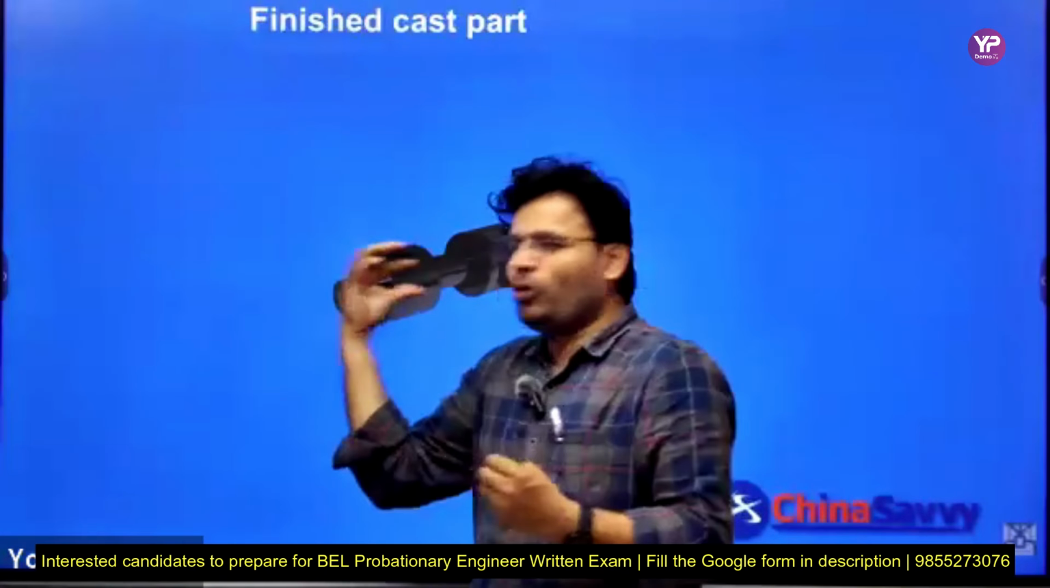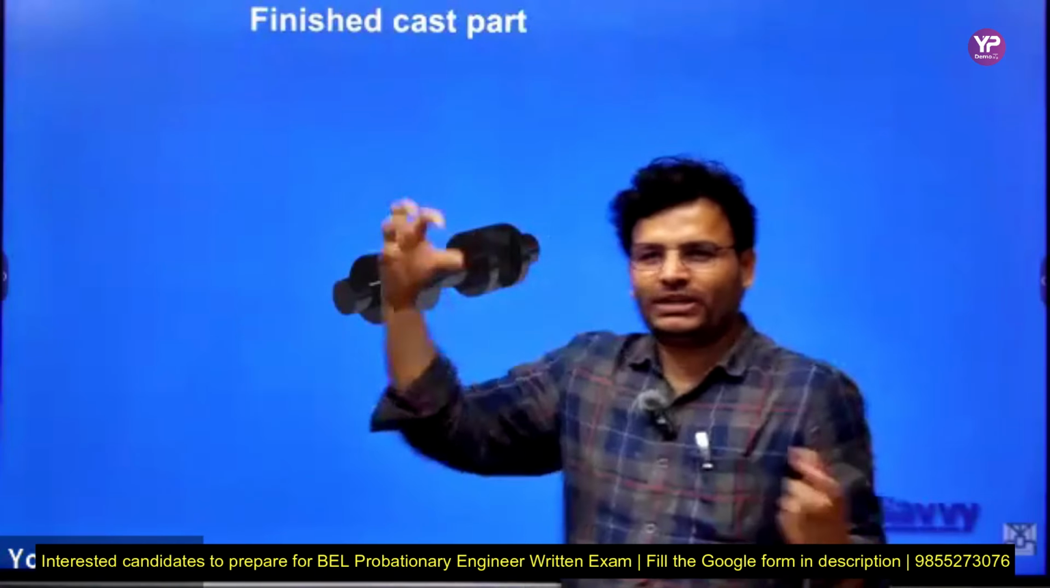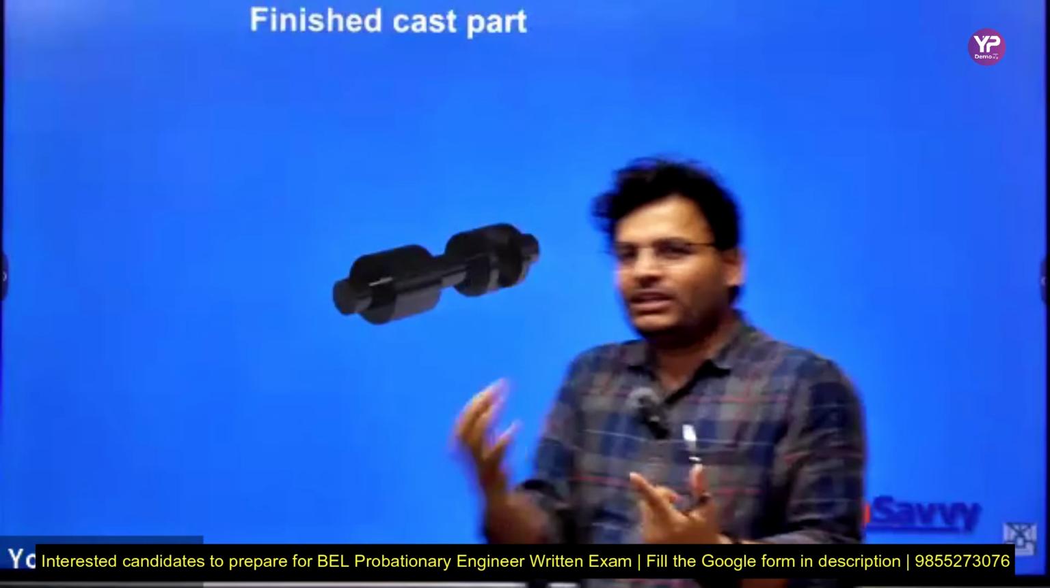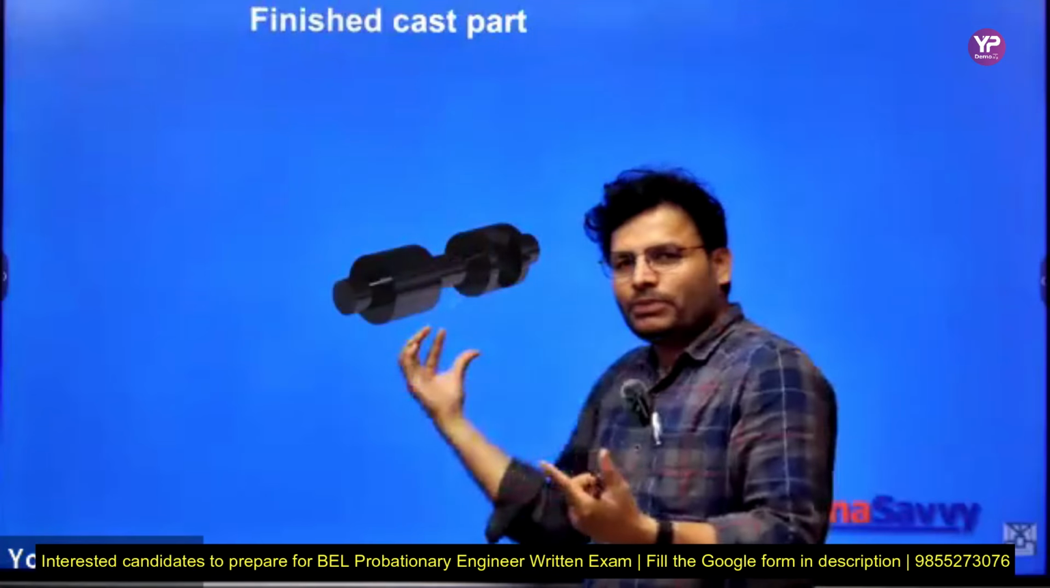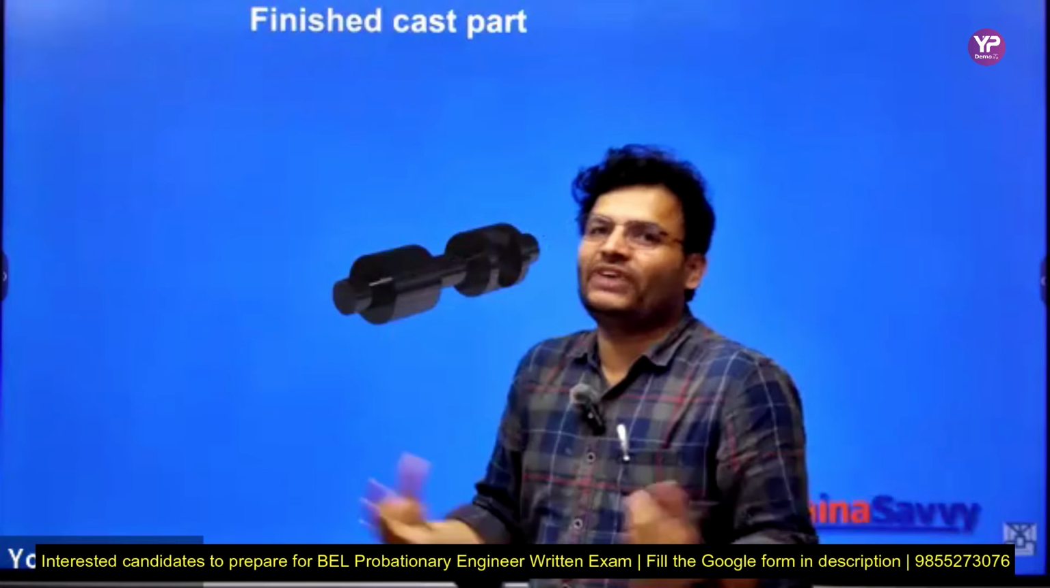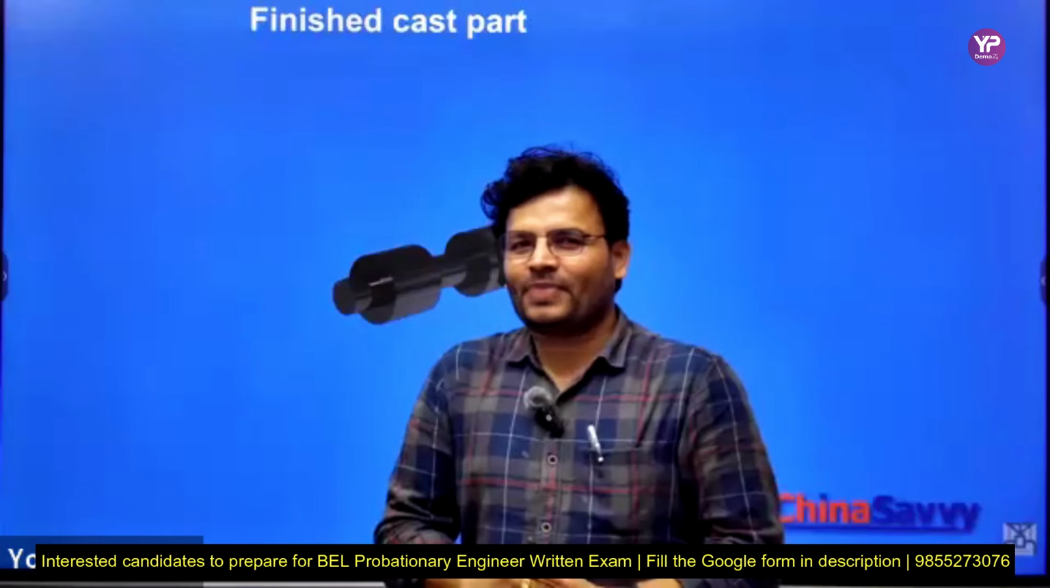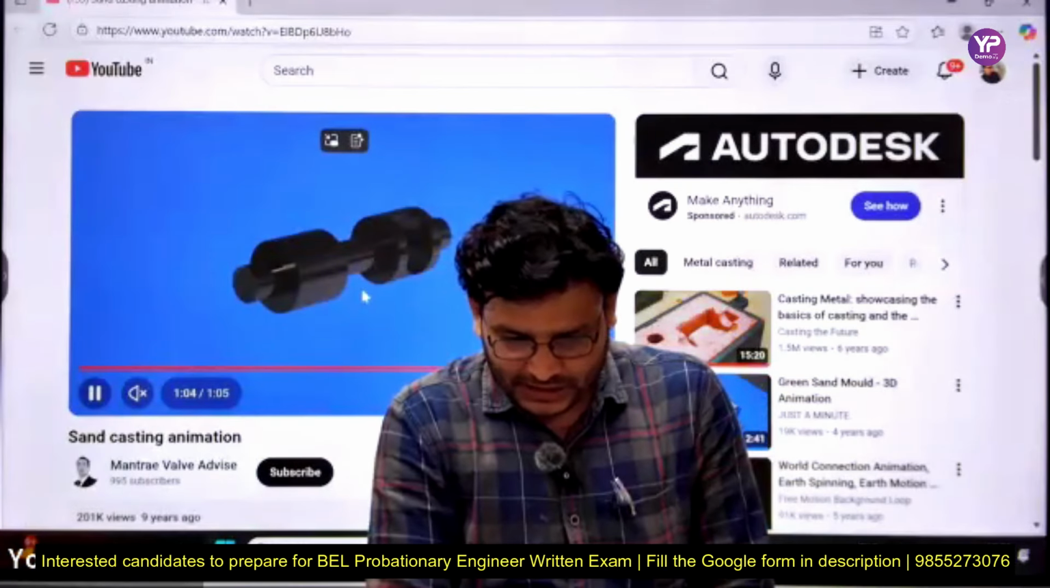By using the cope and drag box, the pattern will be removed, and now the cavity will be there. In the cavity, you have to pour the molten metal, allow it to solidify, and you will get the product. That is a very simple concept behind sand casting. One more video I will play and then we'll start our discussion.